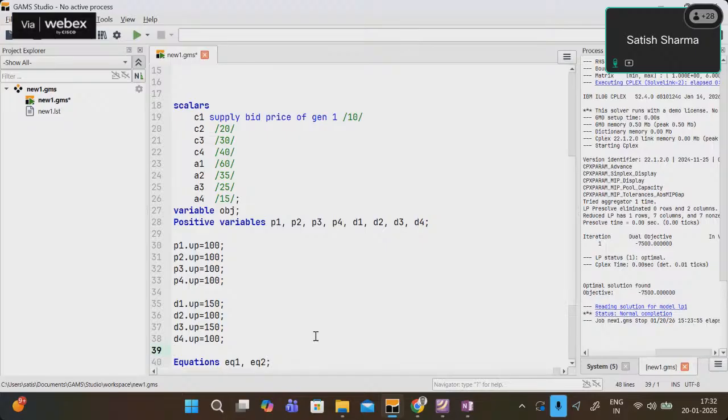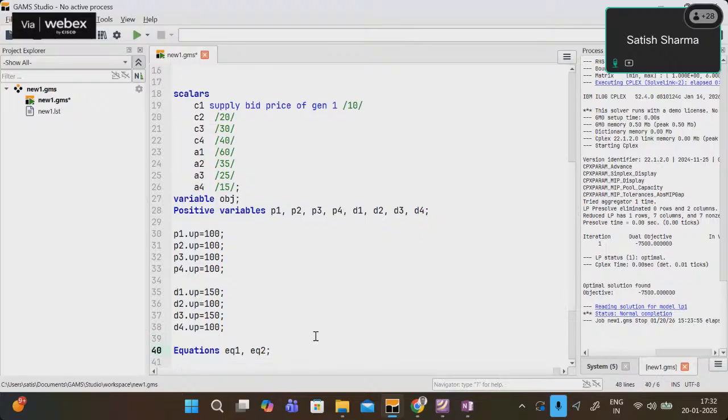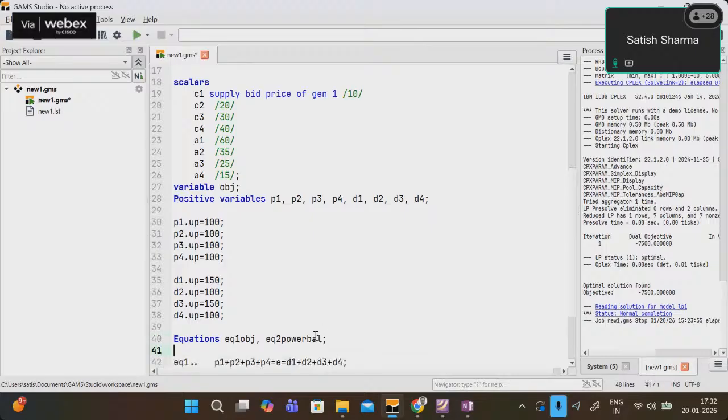Now we have to declare the equations. I have declared two equations, equation 1 and equation 2. You can give any name. Here I have used equation 1; I can say equation 1 obj, and equation 2 power balance. You can put any name, it need not be equation. I can say obj function, and call equation 2 power balance. So these are the names of the equations.